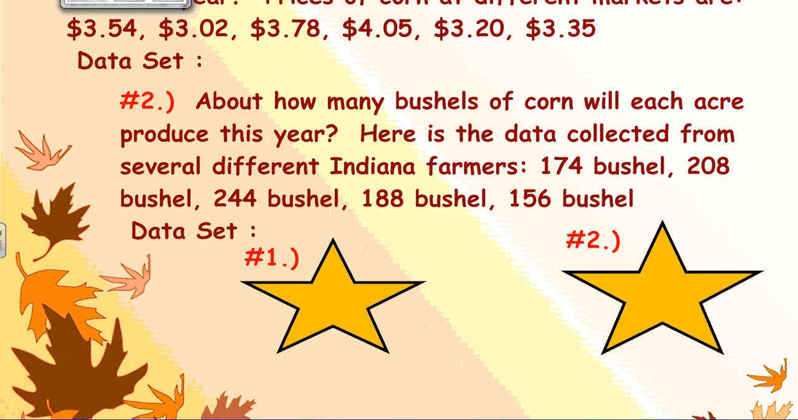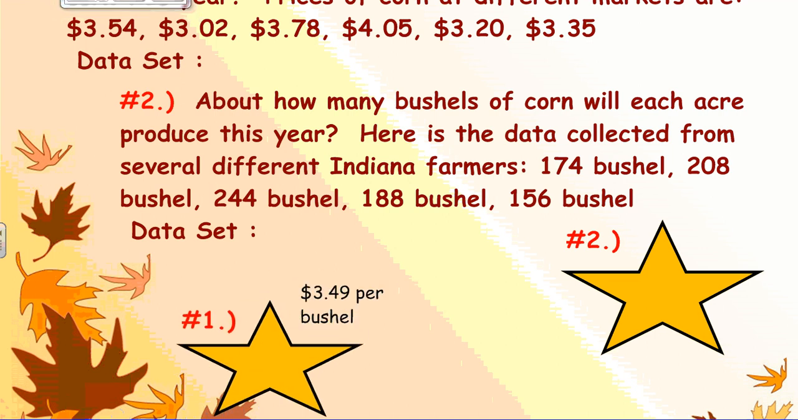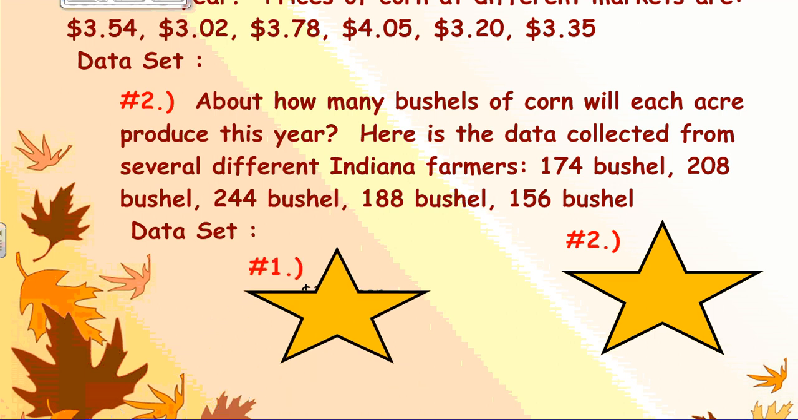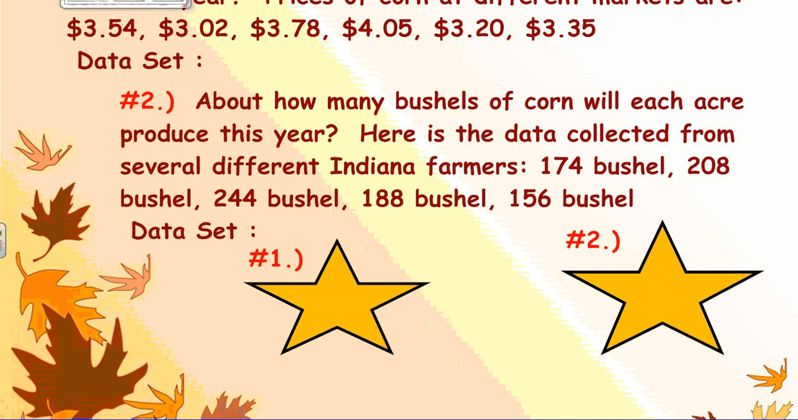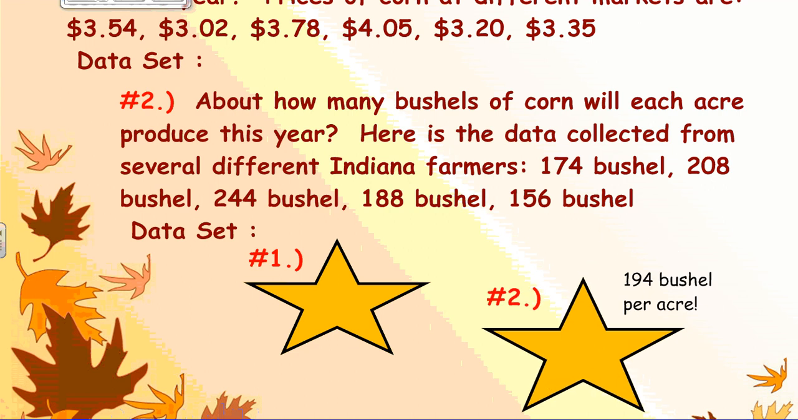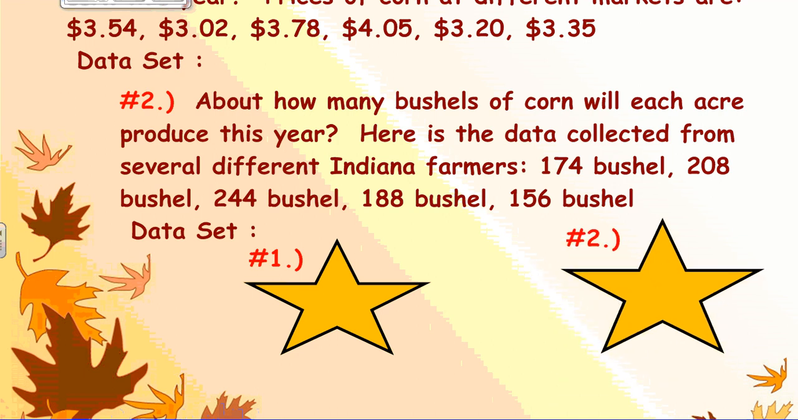So did you figure out how much the farmer will make per bushel on corn this year? Yeah, it's really low this year. $3.49 per bushel. Is that what you got? Great work. Now look at number 2. Did you figure out how many bushel of corn they're producing per acre? 194 bushel per acre. That's a really good year. I hope the crops keep coming like that in the future, but hopefully the prices will go up.